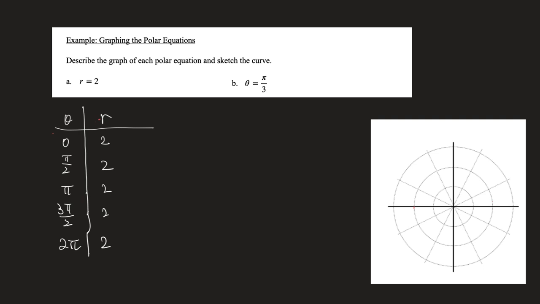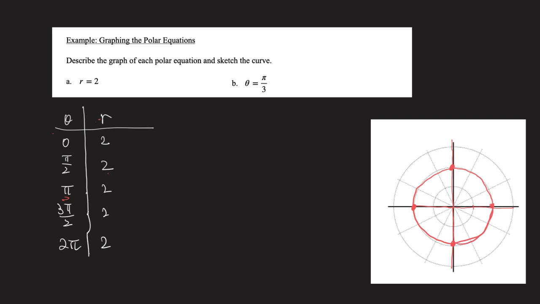Theta is 0 is here, on the positive x-axis. Radius is 2 right here. Theta is pi over 2 is right here, radius is 2 right here. Theta is pi here, radius 2 is here. 3 pi over 2 here, radius is 2. So you have a circle. That's how to sketch r equals 2.